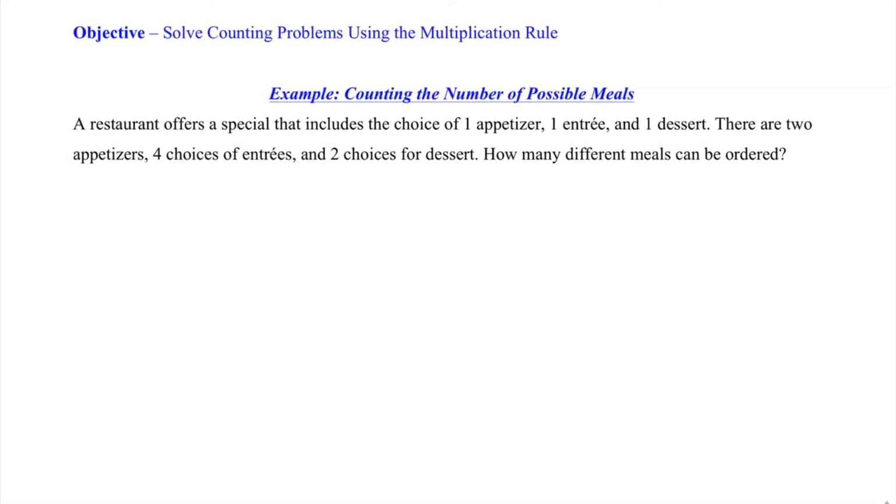Well, heading into our first objective, we're going to discuss solving counting problems using the fundamental multiplication rule. This is as fundamental as it gets. We're going to jump right into an example to explain this using some logic before we get a little mathematical.